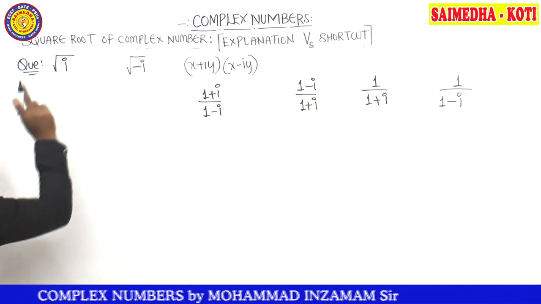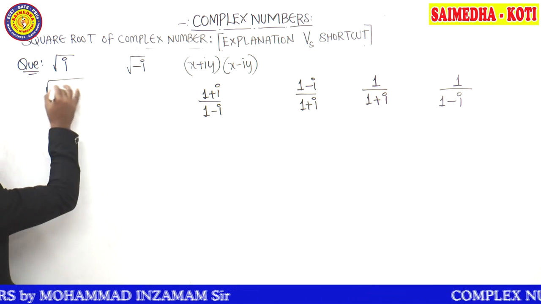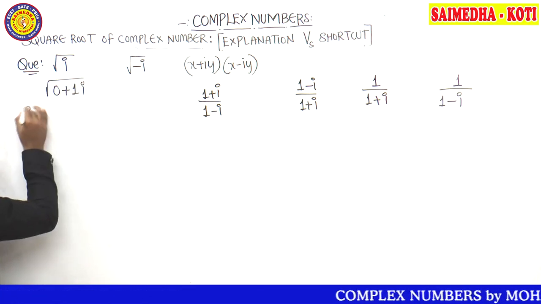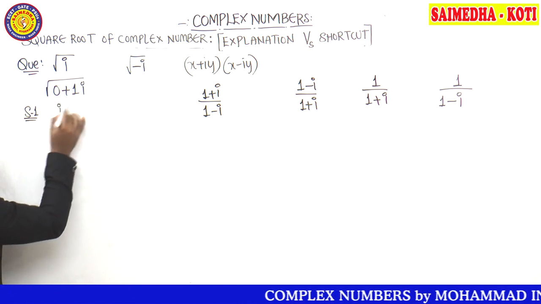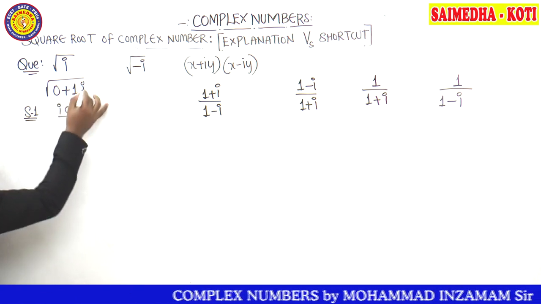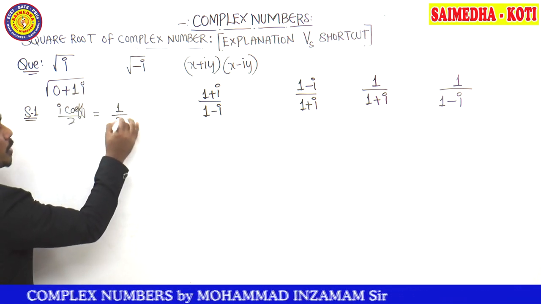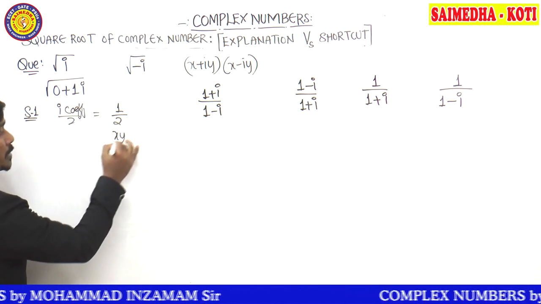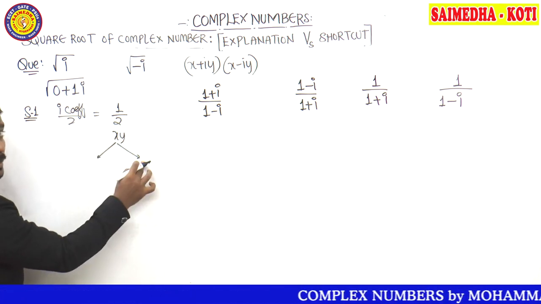Given question is root of I. Root of I can be written as 0 plus 1i. What is the step 1 we need to do? I coefficient divided by 2. So what is the I coefficient here? 1. 1 divided by 2. 1 divided by 2 equals to xy. You need to choose now x and y values guys.